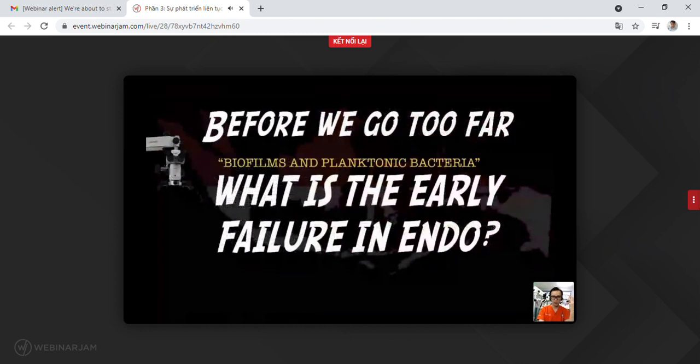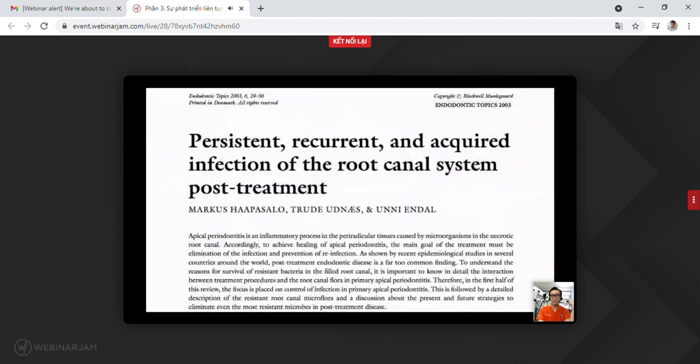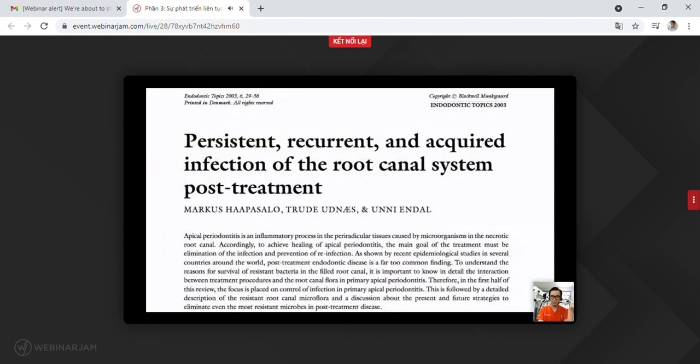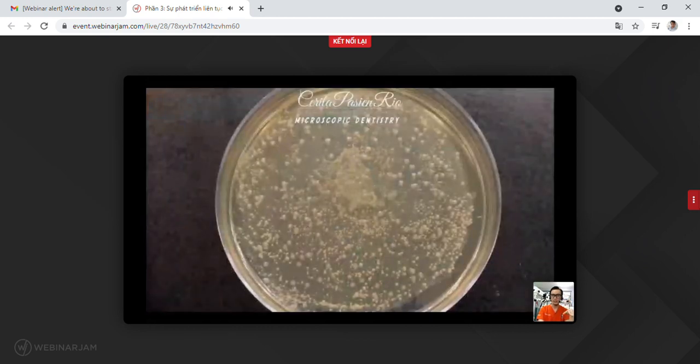Before we go too far, we want to know what the early failure in endo is, because I assume that all of you know that endo consists of shaping, cleaning, and obturation. But before we go too far, we need to know what causes failure in endodontic treatment. From the paper here, we can see that the first failure is caused by the inability of the operator to prevent infection during working on endo. This is because the operator doesn't use any rubber dam.